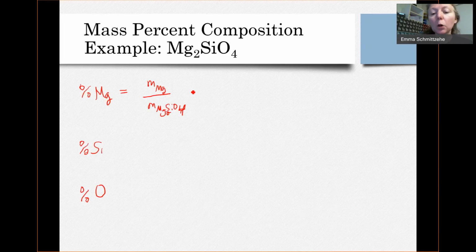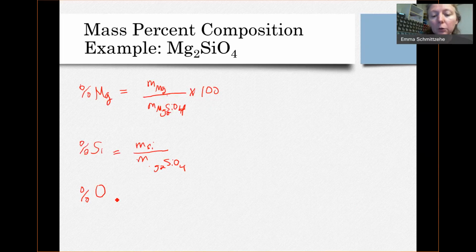And then we're going to multiply by 100 to make it a percent. Okay, we're going to do the same with silicon. We're going to put the mass of silicon on top, and on the bottom, we're going to put the mass of magnesium silicate.